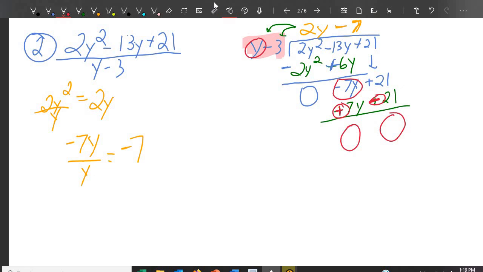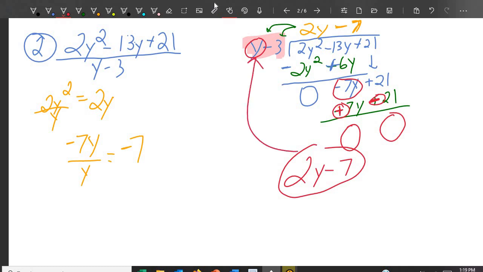So the final answer is 2y minus 7. And you could check this if you wanted to. You can multiply your answer by what's outside, and you should get back to what's underneath our division bar. If not, then you've made a mistake somewhere. So this is the answer.